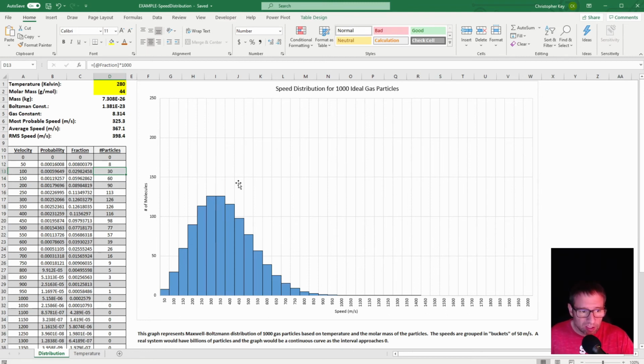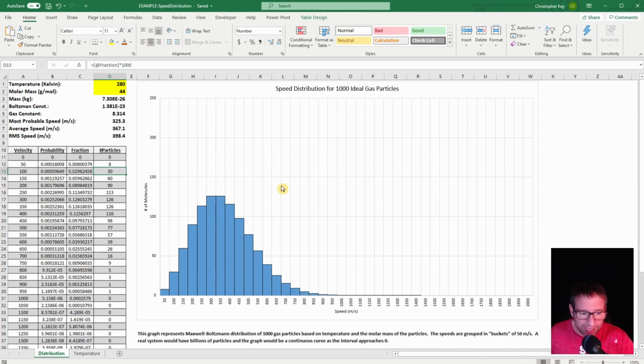And so once again, as we look at this, in this particular case, at 280 degrees Kelvin, we're always in Kelvin with this, and a molar mass of 44 grams per mole, we can see that we have about 8 particles that are moving in this 50 meters per second range. Then when we get up to this 300 to 350, we have around 126 particles that happen to fall into the 300 to 350 range. And of course, as you get higher and higher, there's fewer and fewer particles.